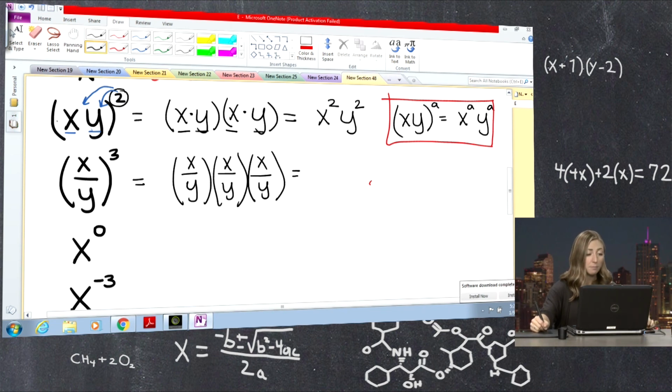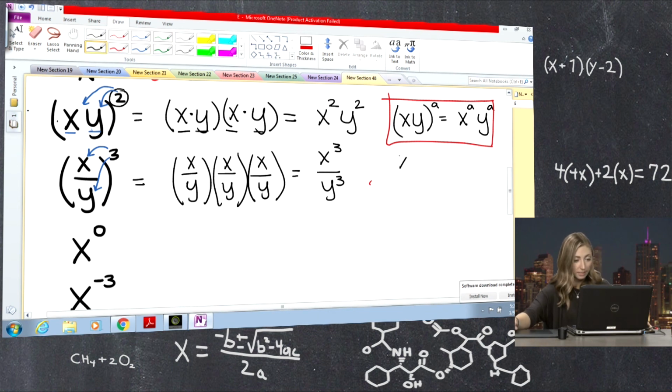So on the top, I have x times x times x, which we now know is x to the third power. And on the bottom, we have y times y times y. We now know that's y to the third power. So similar to the property that we just saw, what you may notice is that our final simplified solution is taking that power and applying it to all the bases. Doesn't matter if they're on the numerator or denominator.